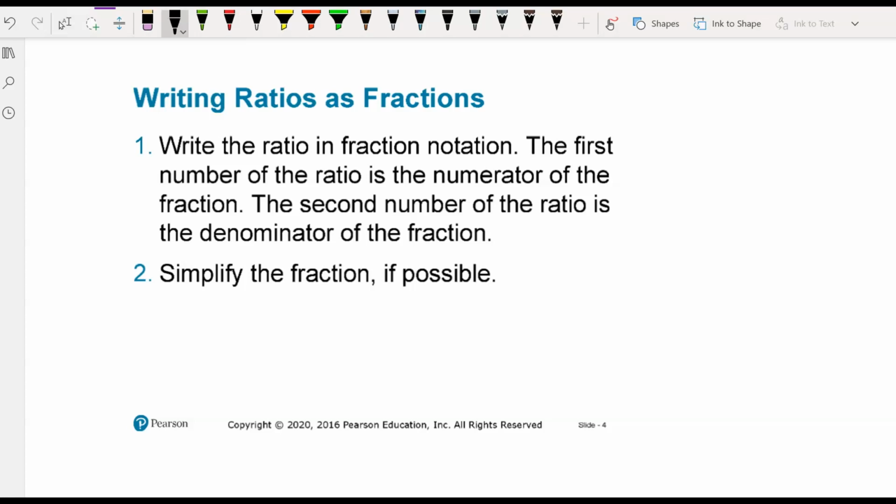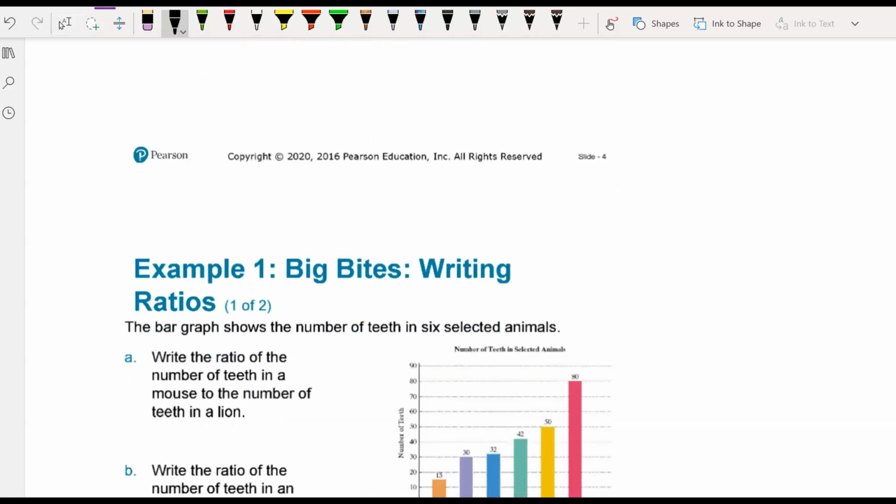Writing ratios as fractions. So you write the ratio in fraction notation. The first number of the ratio is the numerator, and then the second number is the denominator. And then simplify the fraction if possible.